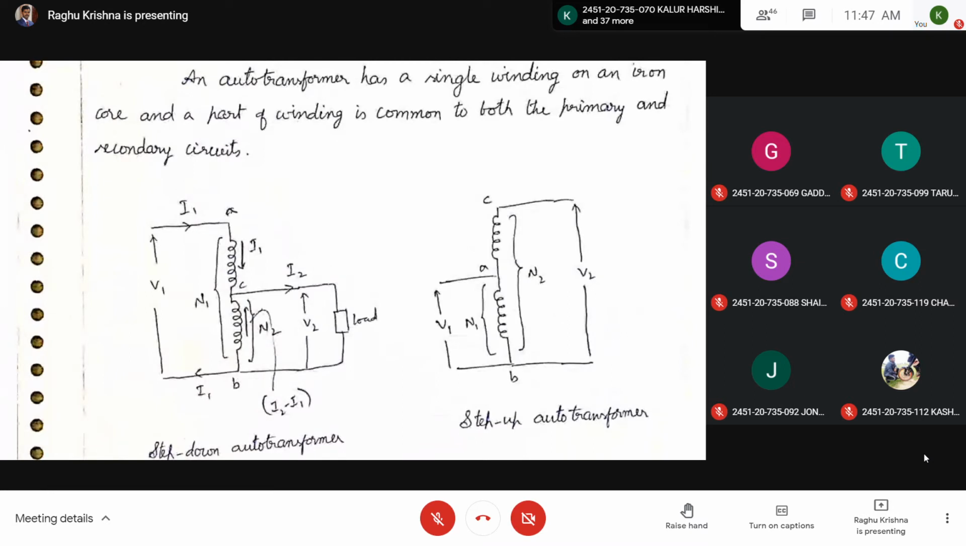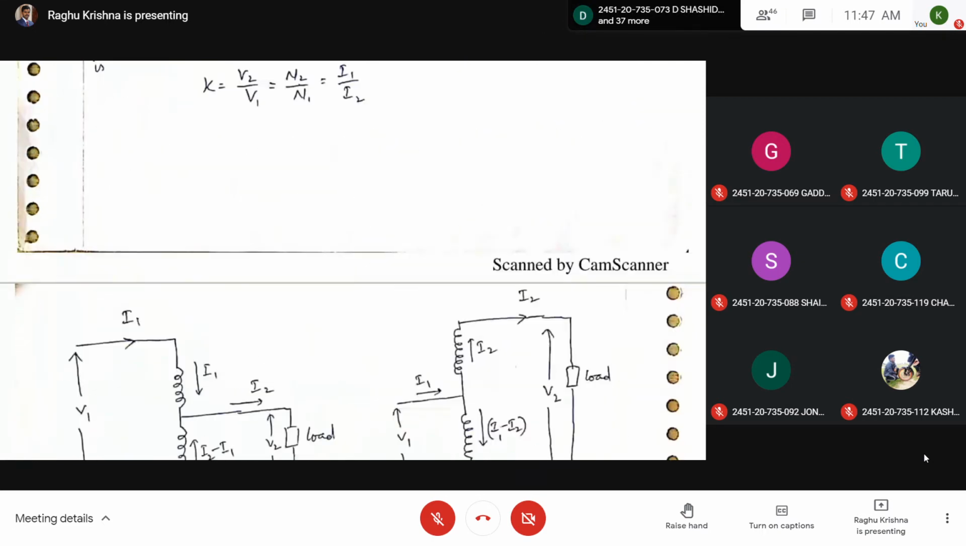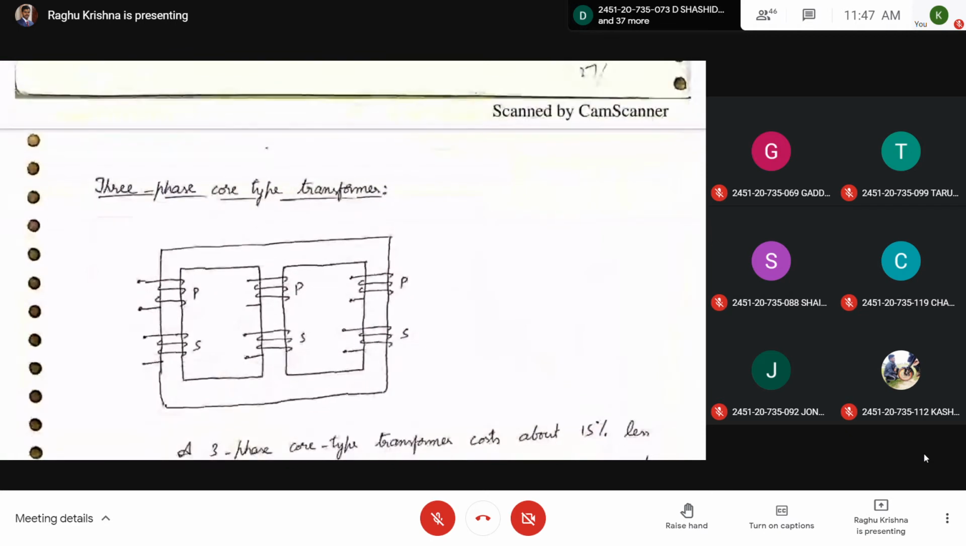So next, three-phase transformer connections. After single-phase transformers, the next topic is three-phase transformers. Here, the three-phase core type transformer. Let us see the three-phase core type transformers.